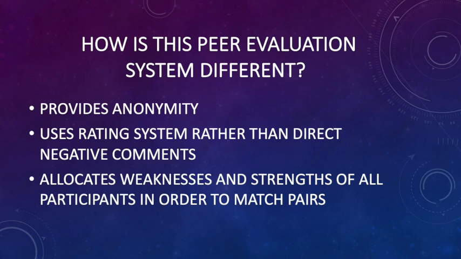So let's say instead of asking directly what things you think this person is weak at, it would ask, from 1 to 10, how good do you think this person is in this area? This way you can achieve a more honest opinion. Number 3, this would allocate the weaknesses and strengths of all the participants in order to match pairs.